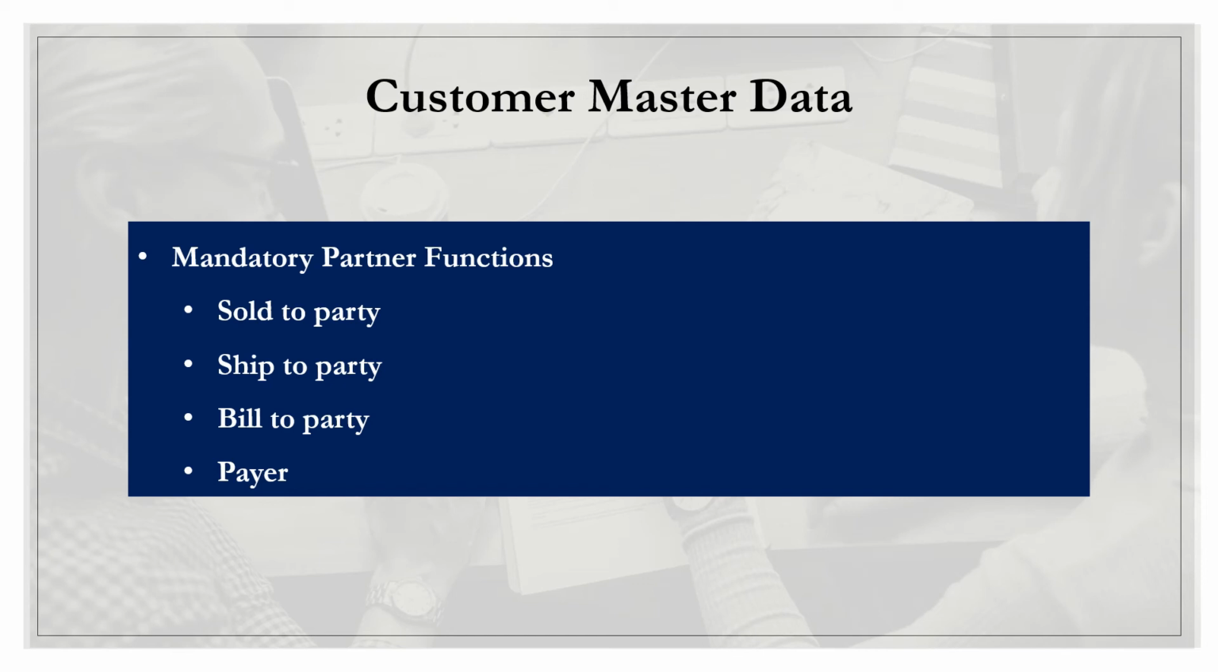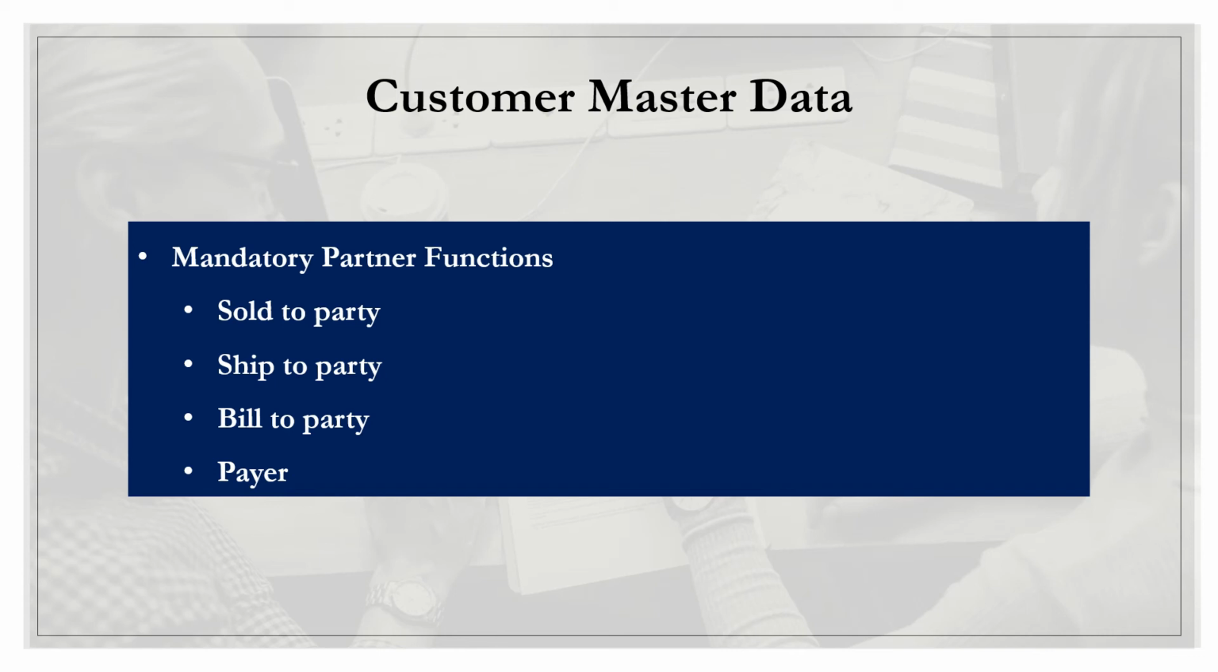And the SAP system will copy this information from partner functions as default values for the sales order. The mandatory partner functions, the sold to party, ship to party, bill to party, and payer, can be the same person or they can all be different persons. But let's see individually what they are.